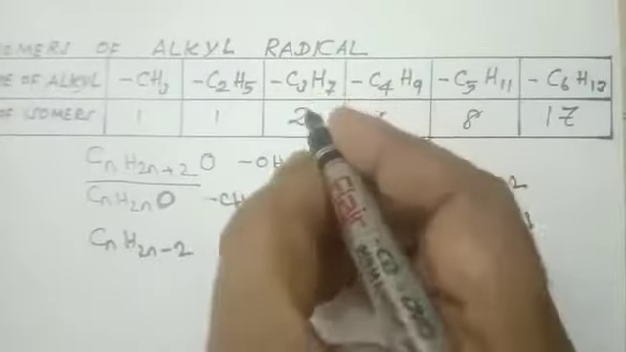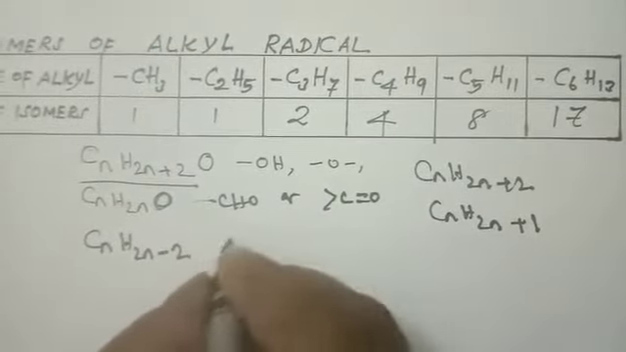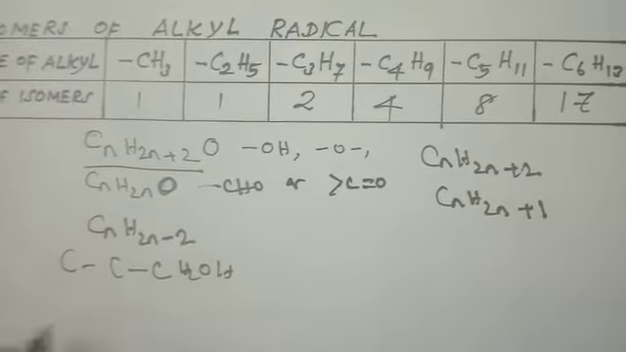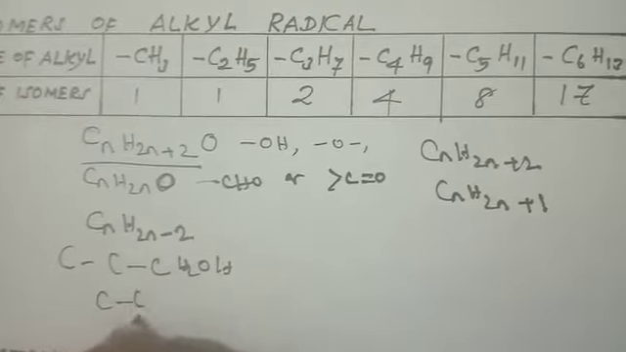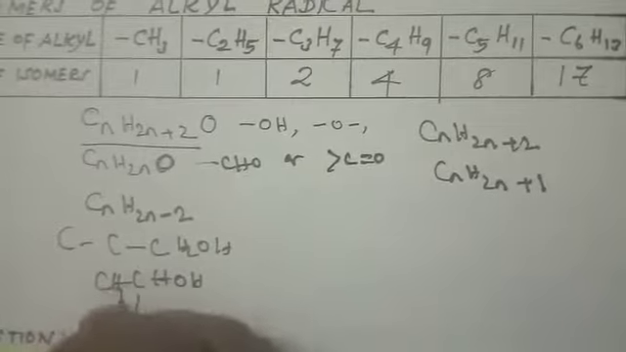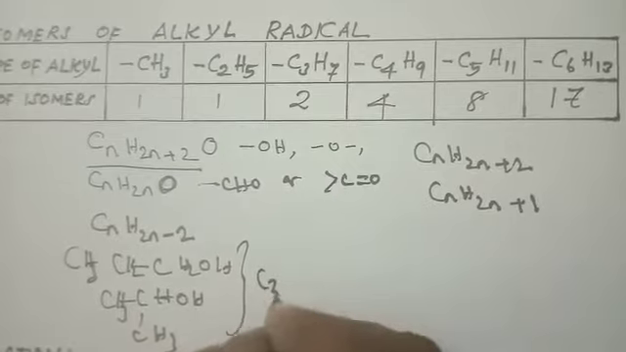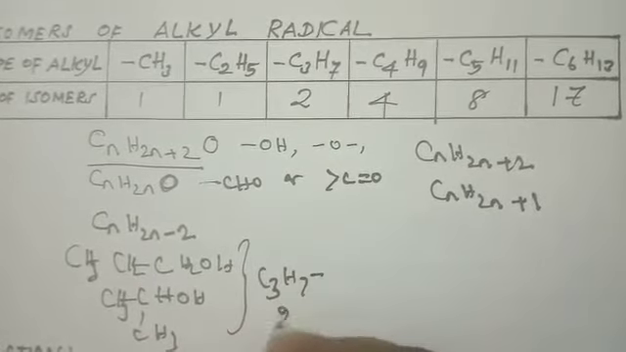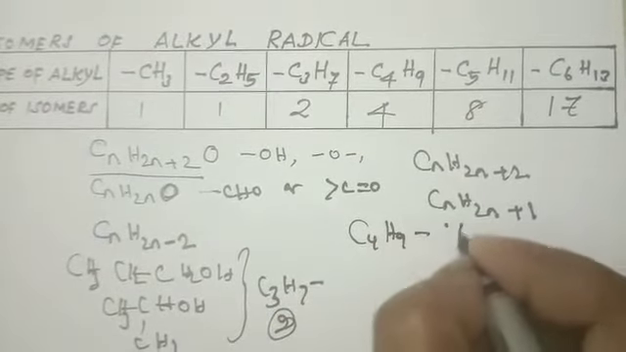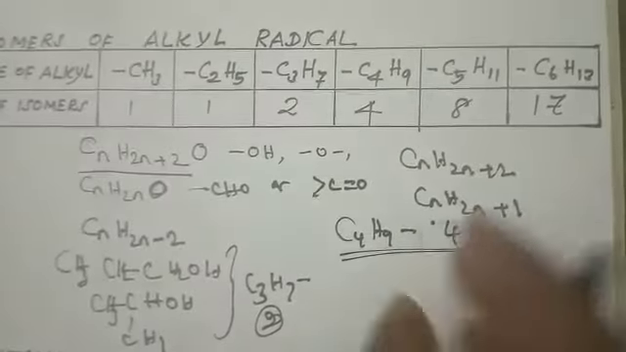Now let us see carbon number 3. For propyl, take propyl alcohol. This is 1-propanol and the same thing you can write as 2-propanol. So C3H7 has 2 isomers. Now C4H9 gives 4 isomers. Suppose you forget how to bring it, for that I am giving this knowledge.